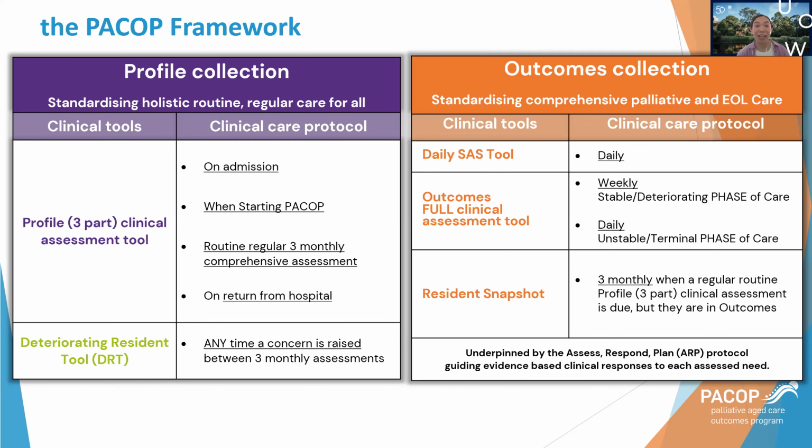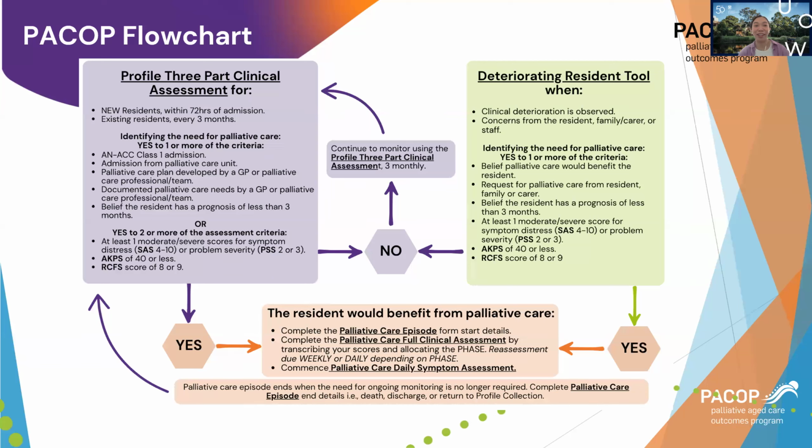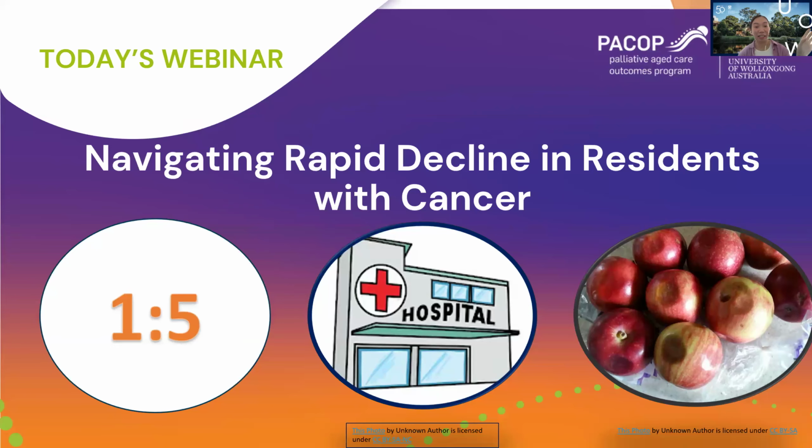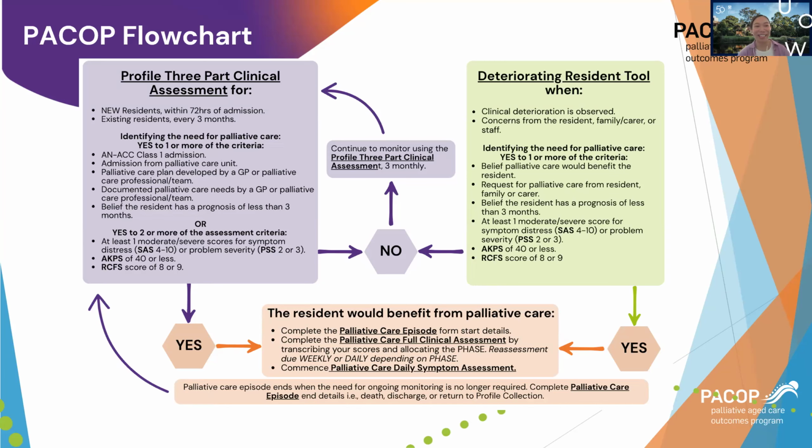By way of simplifying it, we look at this flow chart. Again, the first lane is the profile. First is the profile clinical assessment and then the DRT. They're both asking the same question: does the resident have an active palliative care need? If it's a yes, then when you look at the bottom, the resident would benefit from palliative care, and then we move them on to the outcomes.